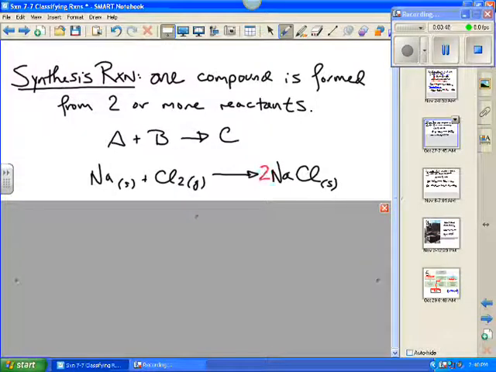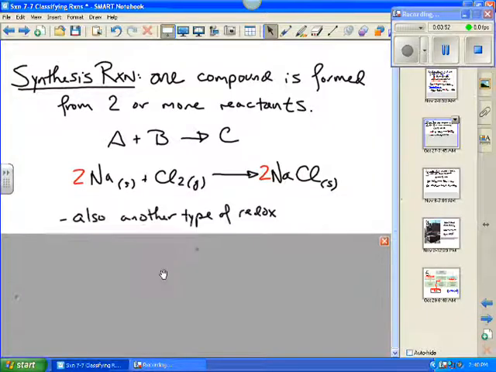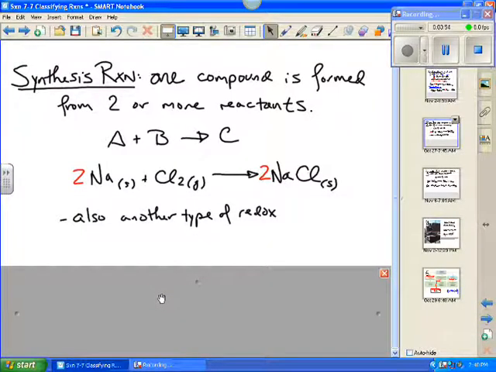I need to double my chlorines and then double my sodiums, and I'm okay. This is another type of redox reaction because, again, pure elements have the oxidation state of 0, chlorine as well, but in a compound, sodium is Na+, it's oxidized, chlorine is Cl-, it is reduced.